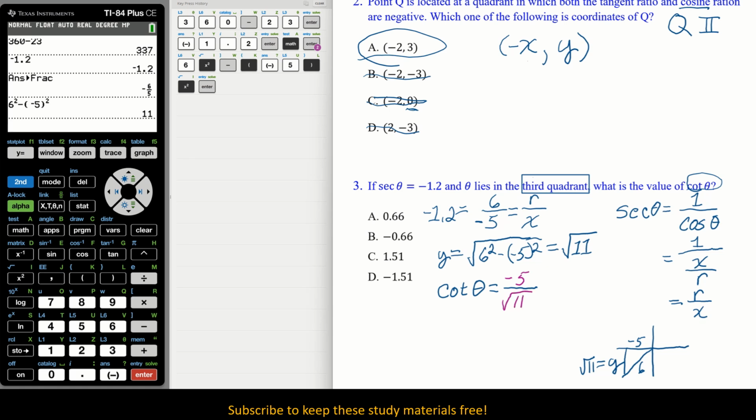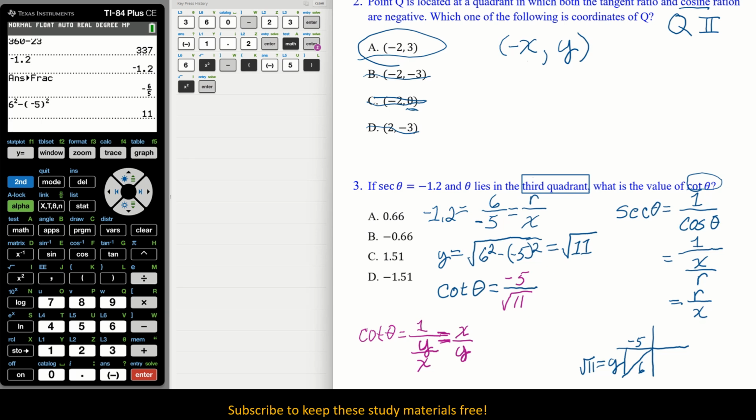Okay, so let me clarify something. How do I know that for sure? Well, I know that cotangent theta equals 1 over tangent theta. And I know tangent is y over x, which tells me we need to use that reciprocal, which would be x over y. Okay. All right. And I kind of said that earlier, but I didn't write it down.